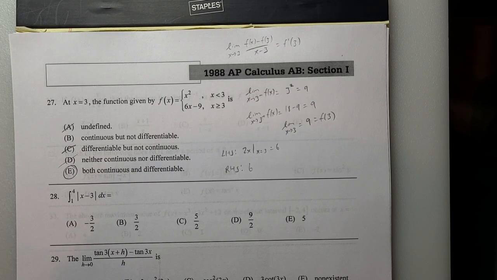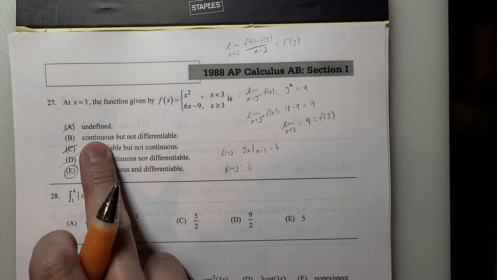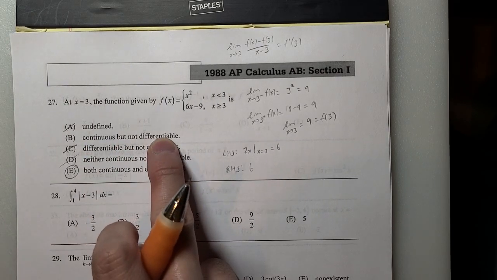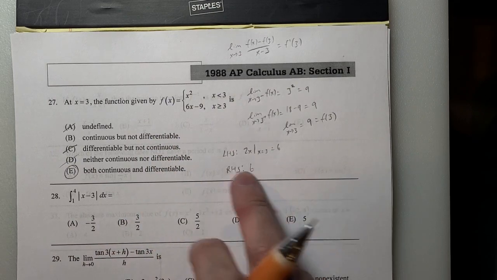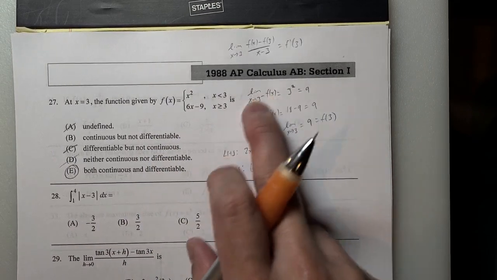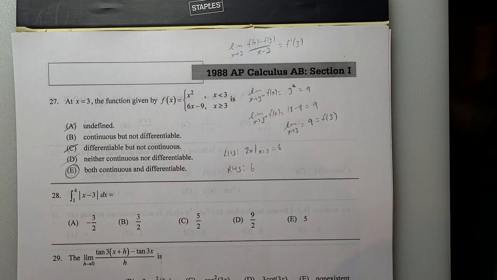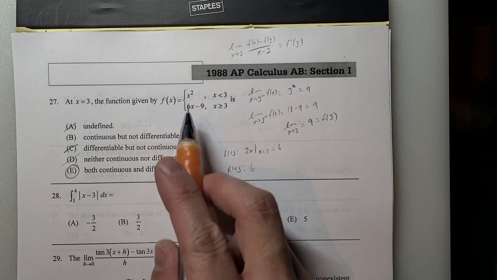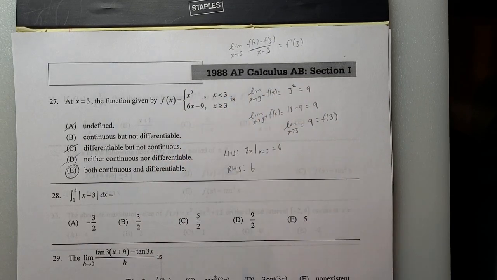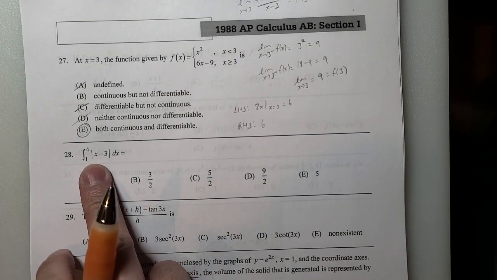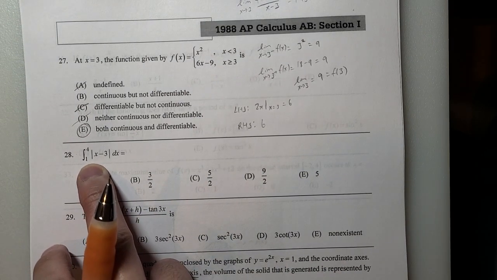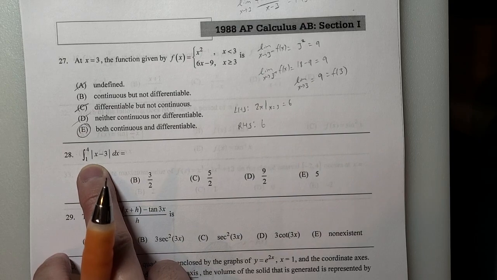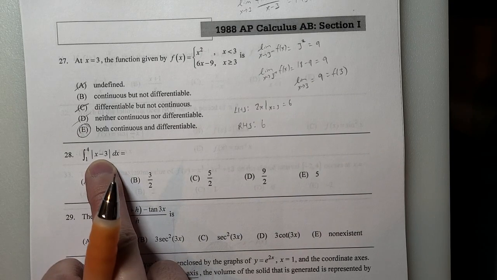And only 53% of the people got that right. The second most popular choice was B, continuous but not differentiable. So they probably got the continuity part right. Differentiable, it has to be differentiable from the left and from the right also, because remember the limit definition of the derivative. Okay, this next one probably people fell for.